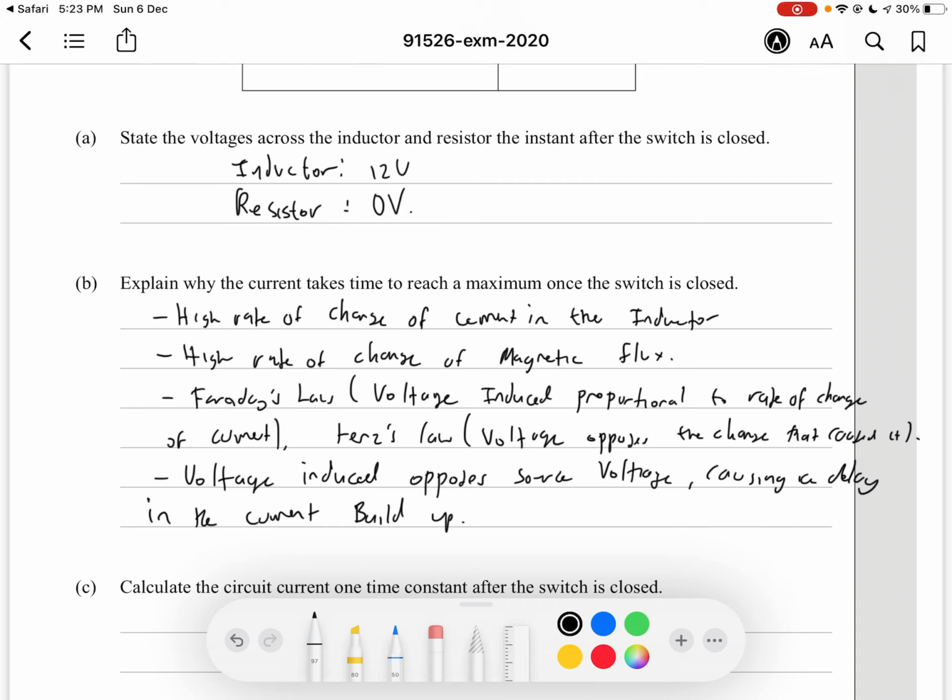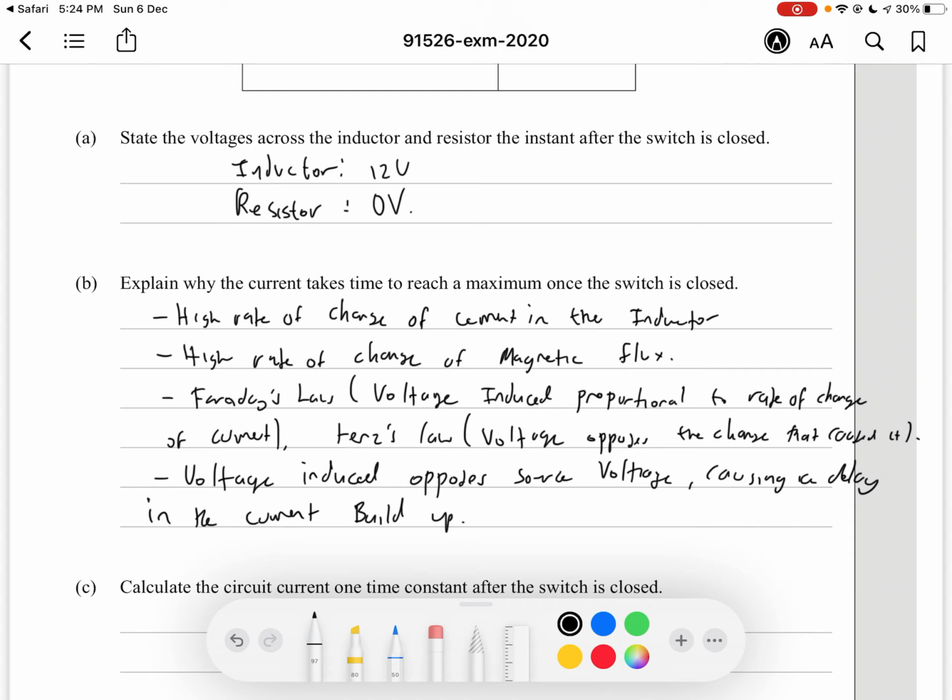And technically you can just leave your answer like this, linking these bullet points together. However, if you wish to expand your answer, you can say that after some more time has passed, the rate of change of current is decreasing. Therefore, the magnitude of the voltage induced is also decreasing, meaning there's less opposition to the source voltage, meaning more and more current can flow.